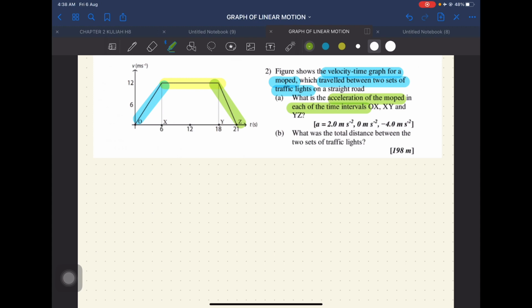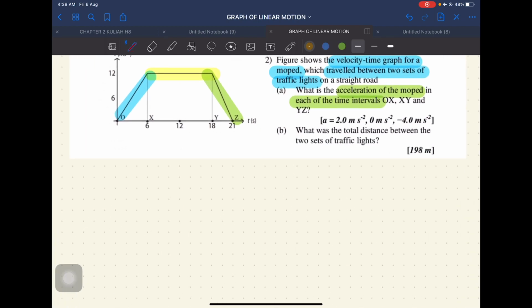Okay, how to calculate gradient? You can calculate the gradient of OX first. So OX, the gradient formula is, let me write the formula first. A_OX is equal to change of velocity per change of time. So equal to 12 minus 0 divided by 6 minus 0. So you will get 2 meter per second squared.